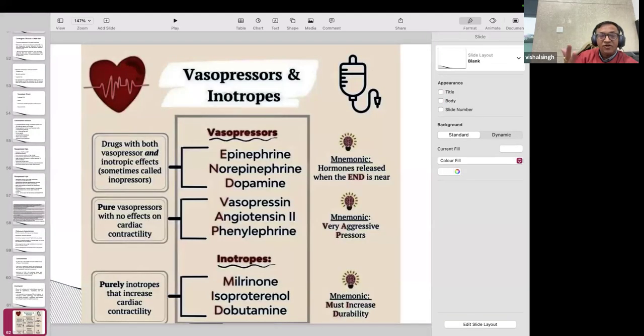A small mnemonic for this, which you can keep as a record. So hormones released when the end is near: epinephrine, norepinephrine, dopamine. So that's what you replicate. Very aggressive pressors: vasopressin, angiotensin-2, phenylephrine. Phenylephrine rarely, none of us use it. And most must increase durability by improving the ventricular contractility and decreasing afterload: milrinone, dobutamine, isoproterenol.